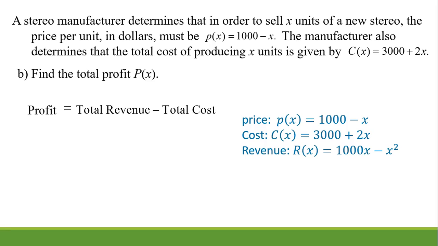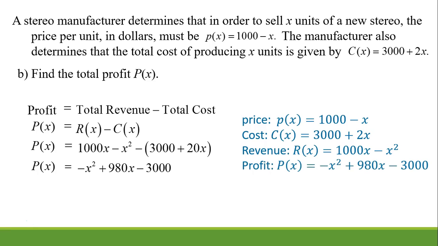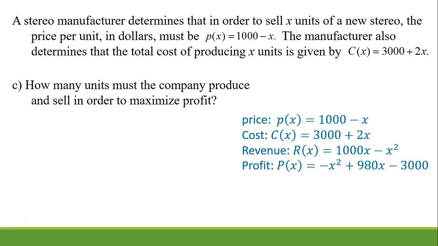Now profit is total revenue minus total cost. It's how much money we get paid when we sell the item minus how much it costs to manufacture the item. We do have a revenue function and we do have a cost function. So if we subtract the two, we'll have a profit function of -x squared + 980x - 3000. We'll add that to our list so that we can go to our next question.